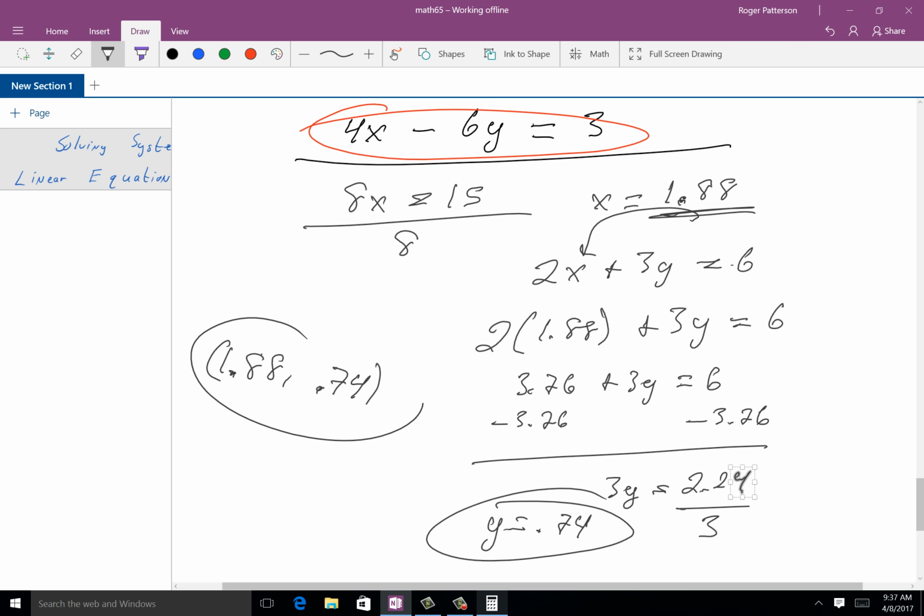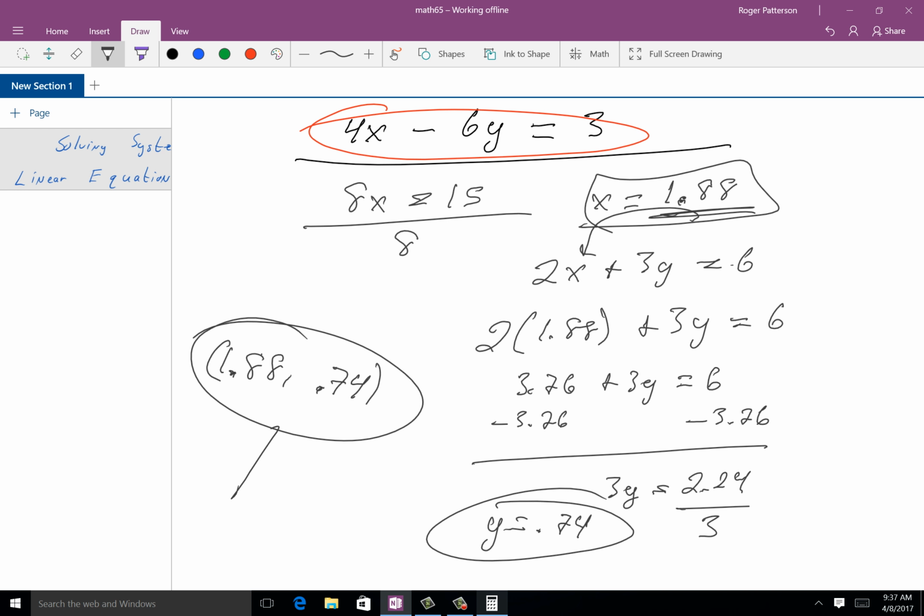So another good comment would be, when we're answering these, what is it that I'm looking for? Well, if you have x equals 1.88 on your paper and y equals 0.74 on your paper, I'm okay with that. It's good if you write it as a point because that's what it is. But I'm not going to mark it wrong if you just forget to do that, or it's late Friday night and you're trying to get it done, and I understand that. So, okay. That's how you do elimination.